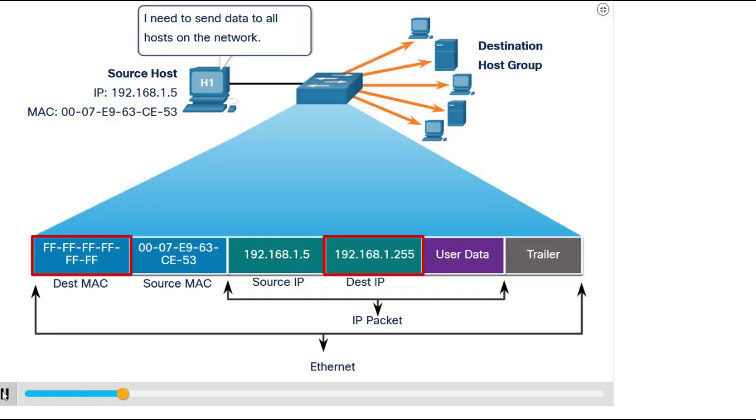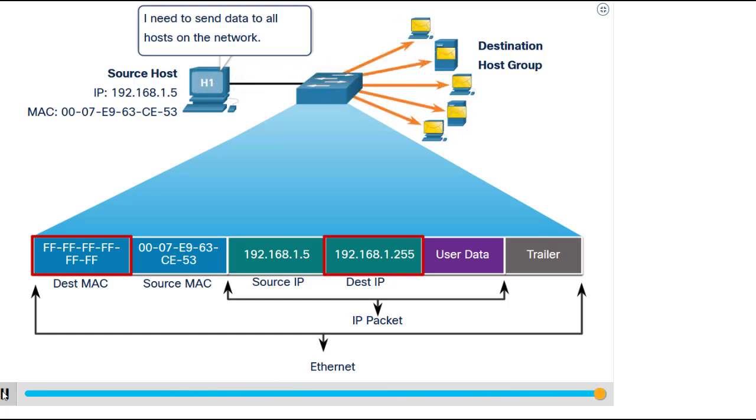The animation demonstrates a broadcast frame where the destination MAC address and the destination IP address are both broadcast addresses. Source host H1 sends an IP version 4 broadcast packet destined for all devices on the LAN. The IP version 4 destination broadcast address is 192.168.1.255. When H1's NIC encapsulates the broadcast packet inside of the Layer 2 Ethernet frame, H1's NIC will set the destination MAC address to the broadcast MAC address of all Fs in hexadecimal.